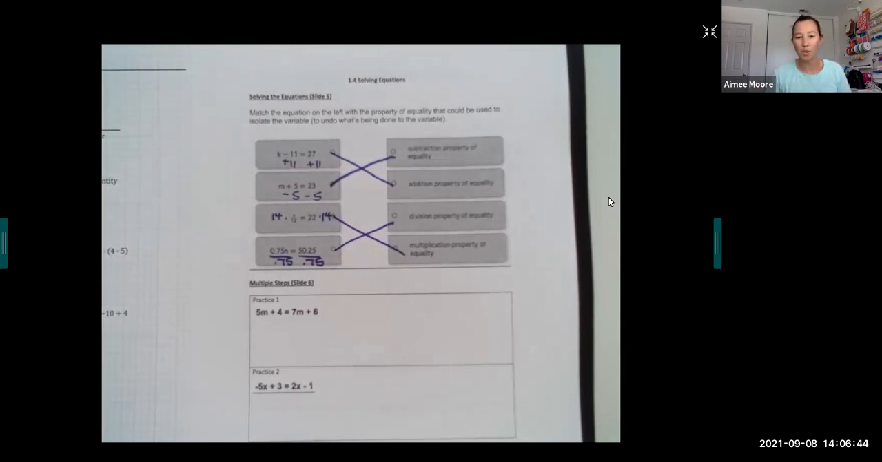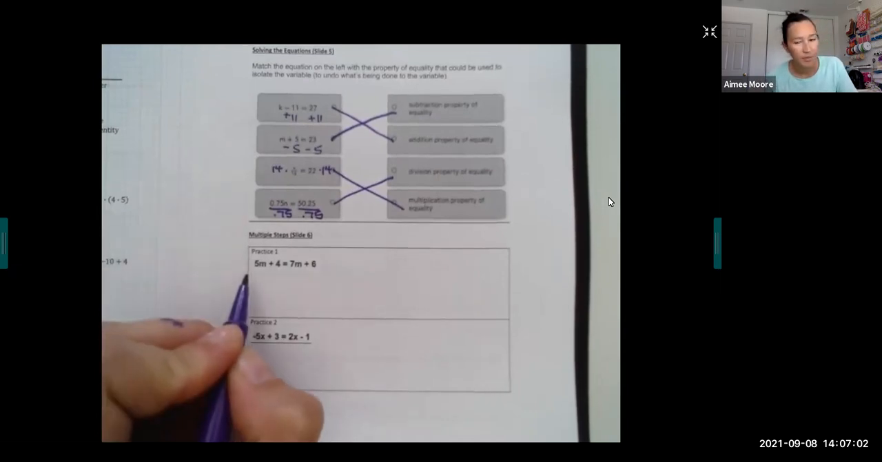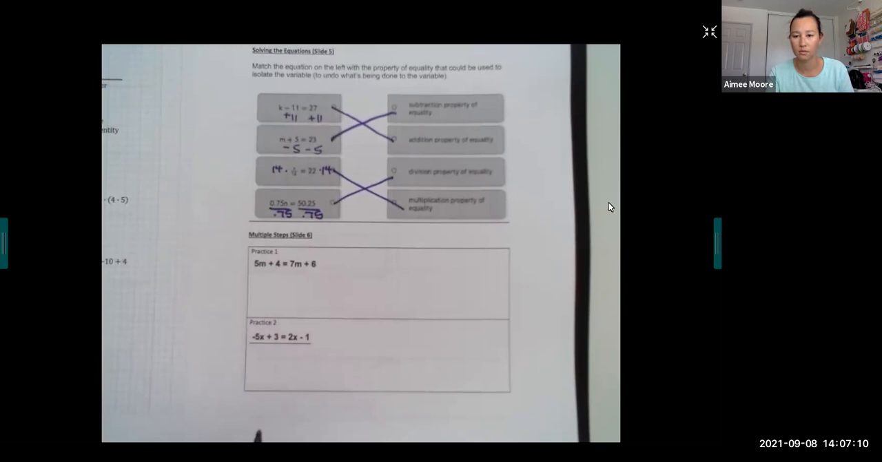Okay, so some practice problems. So again, you guys have been doing this all throughout algebra, all throughout geometry. So just solving equations. So 5m plus 4 equals 7m plus 6. We use our inverse operations. So we need to get all of the m's to one side and then just all the integers to the other side. So what do you guys want to do first? Send it to me in the chat. Or you can talk, feel free to turn your mic on and tell me.